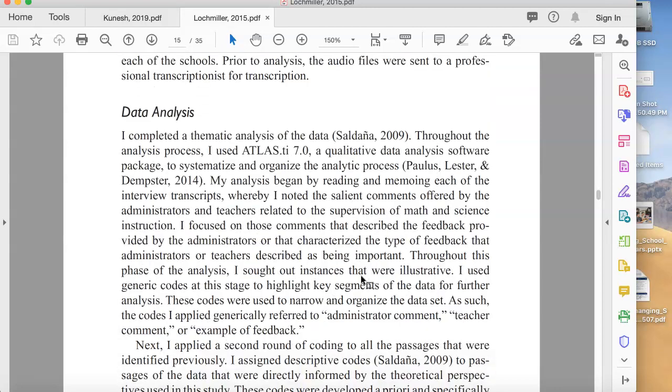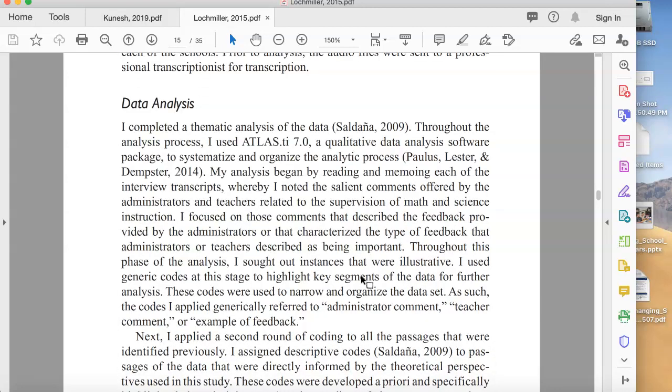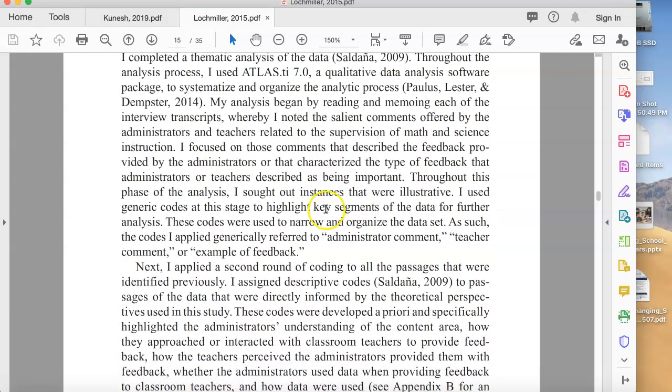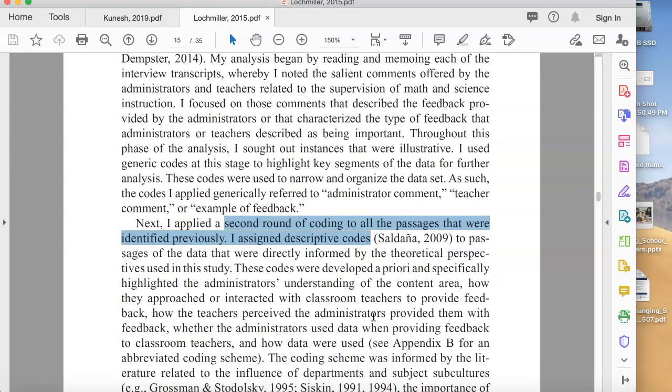Data analysis, qualitative coding. So he talks about two rounds of coding. Here's one, here's the second round of coding. This is really important, again, because you want to make sure that you understand how it was executed, and do you think it was executed as well as it could have been.